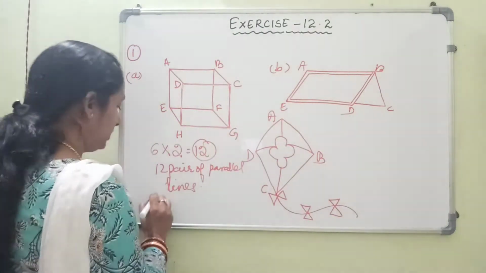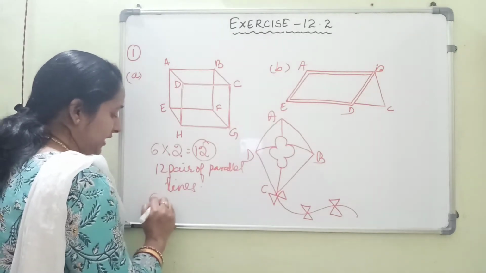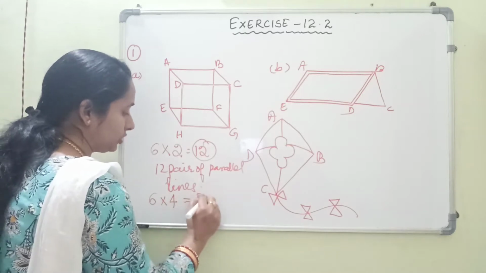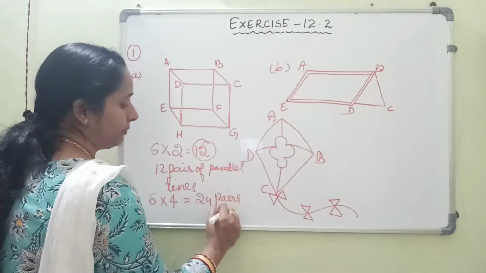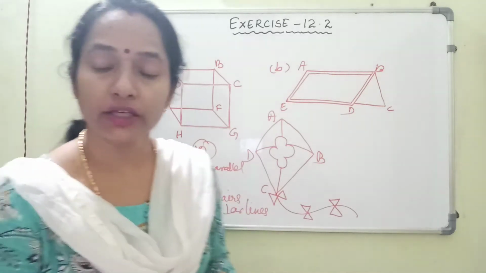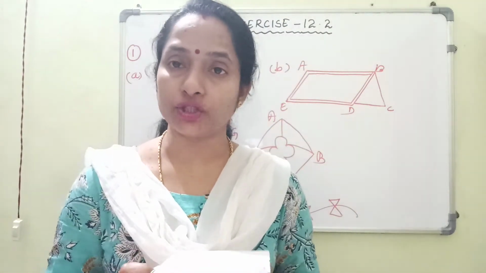So total, you are getting 6 faces with 4 pairs of perpendicular lines each. So total 24 pairs of perpendicular lines. Understood? 24 pairs of perpendicular lines you will get.